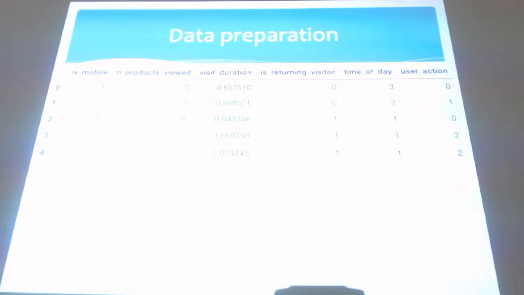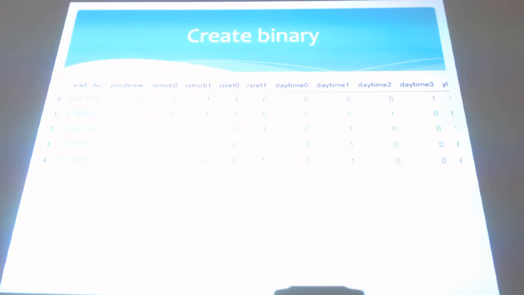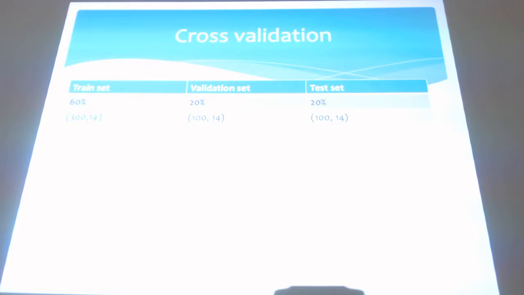Data preparation is just grabbing the top to look at what is in there. As there are 6 columns, I have to create the binary columns and put them together to look at whether it's 1 or 0, which is whether the user has taken action, yes or no. After that, I've done the cross-validation: 60% for my train, 20% for the validation set, and 20% for the test set. So I've got 300 rows with the 14 columns each.